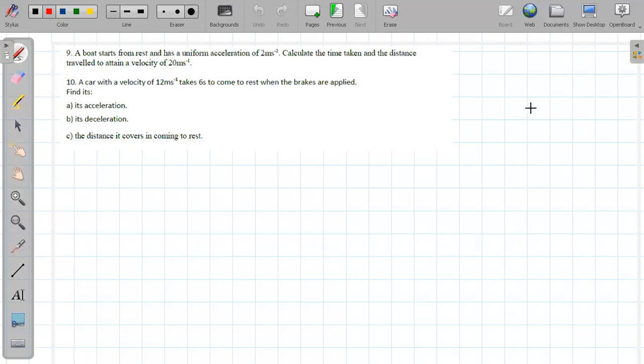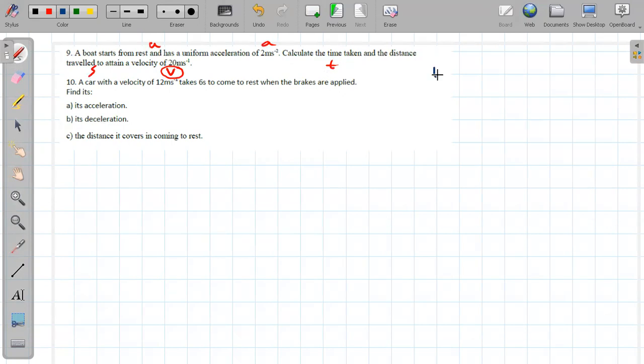Now a boat starts from rest and has a uniform acceleration of 2 m/s². Rest means u is 0, and the acceleration is a. Calculate the time t and the distance s to attain a velocity of v. So you have all 5 variables, and they ask you to find the time taken and the distance.